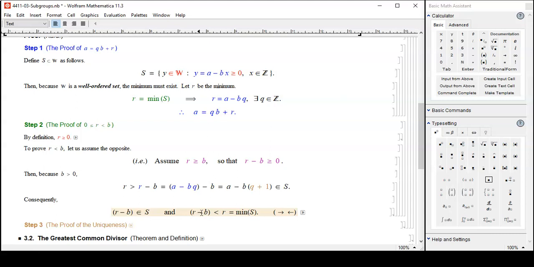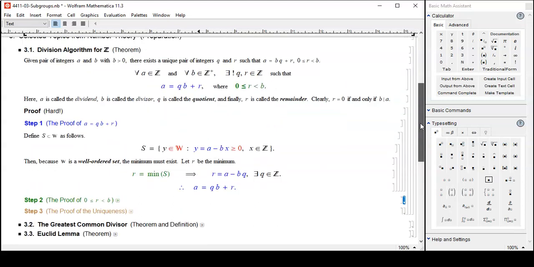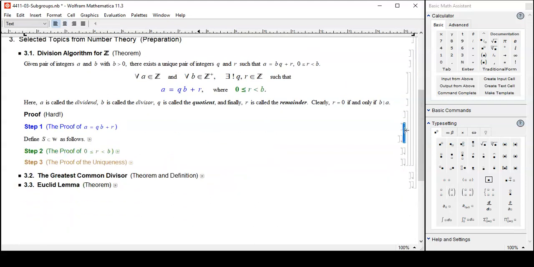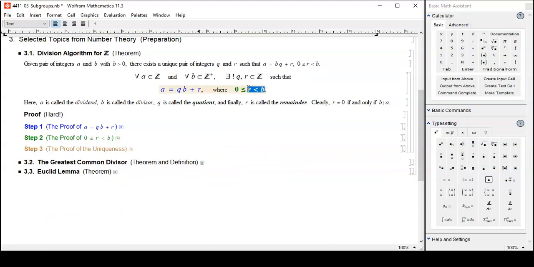And how did we end up with this contradiction? Well, this assumption is wrong. So R has to be less than B. We assumed R is greater than or equal to B, and that caused all this mess, so that's got to be false. So R has to be less than B. So what's the conclusion? We now have this part as well. R is greater than or equal to 0 and strictly less than B. Okay, we have both blue and green.